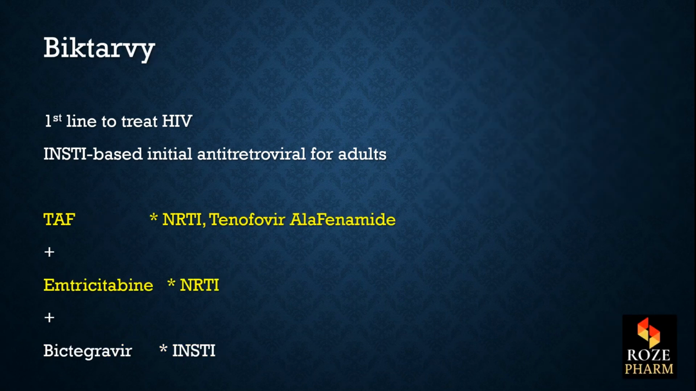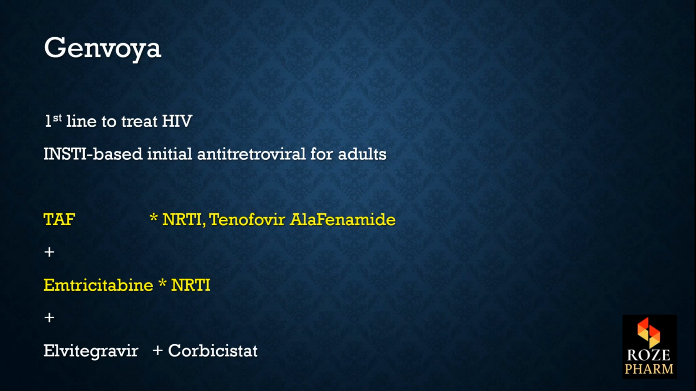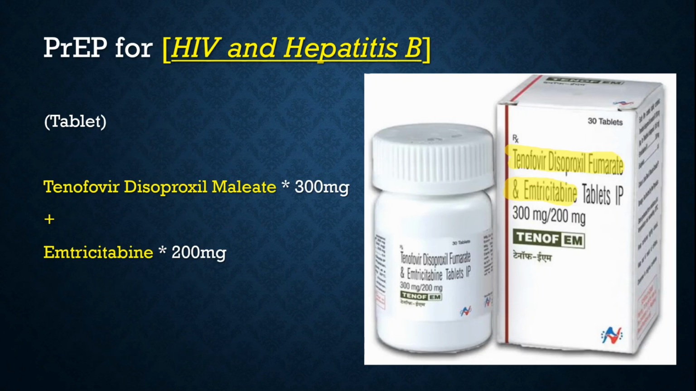Next, Biktarvy. This is also first line, 2 NRTIs plus 1 INSTI: TAF plus emtricitabine from NRTI plus bictegravir from INSTI. We have Genvoya. This is also first line, TAF from NRTI plus emtricitabine from NRTI plus the others.